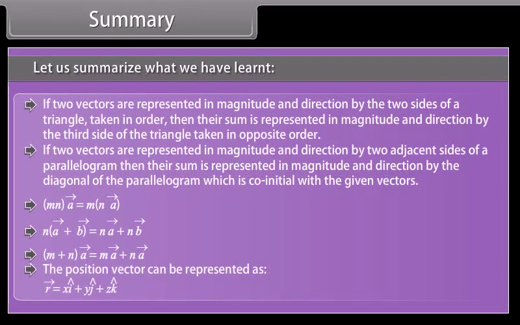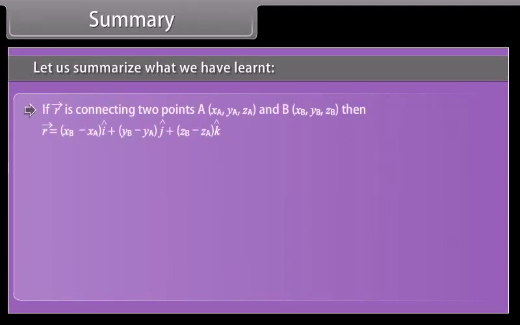The position vector can be represented as vector r equals x cap i plus y cap j plus z cap k. If vector r is connecting 2 points A (xA, yA, zA) and B (xB, yB, zB), then vector r is equal to (xB minus xA) cap i plus (yB minus yA) cap j plus (zB minus zA) cap k.